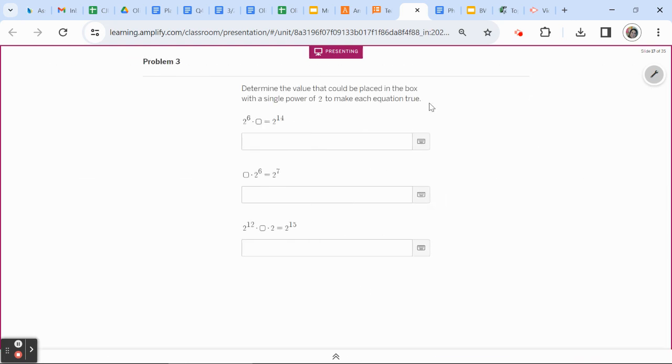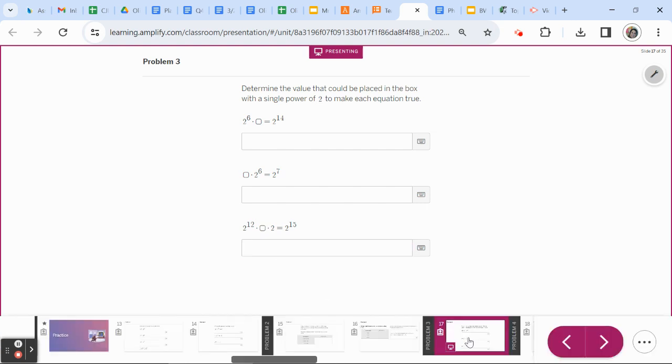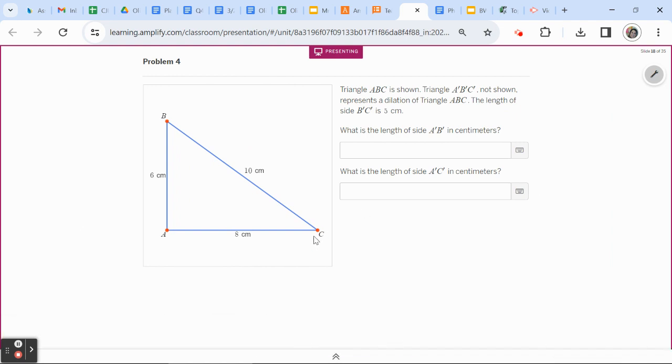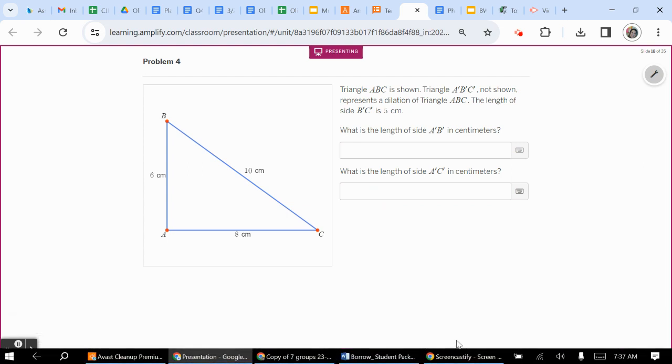Problem 3. What could you multiply here to get 2 to the 14th? So you're kind of finding your missing part to make the expression true. Problem 4 is coming back to proportionality. Okay, so this is one of your shapes, and then you have your prime shape, the new one. It was a dilation. So BC, your hypotenuse, is now half the size of what it was. So now find what your other sides are going to be.